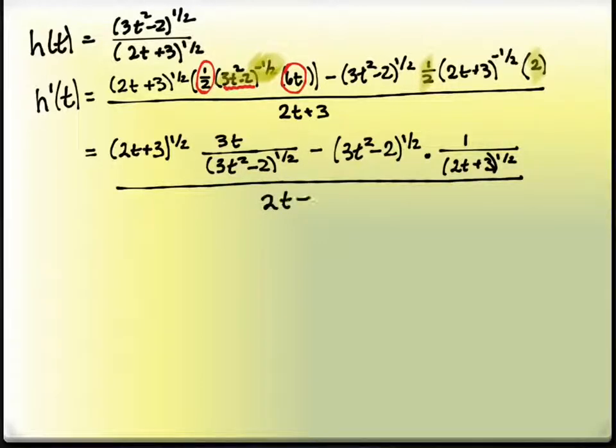All over 2t plus 3. Are all my pieces there? Okay. Good news, good news. Let's see. Oh my goodness, there's so much going on. What do I want to do? Let's rewrite. Oh no, I don't know if I want to do that.